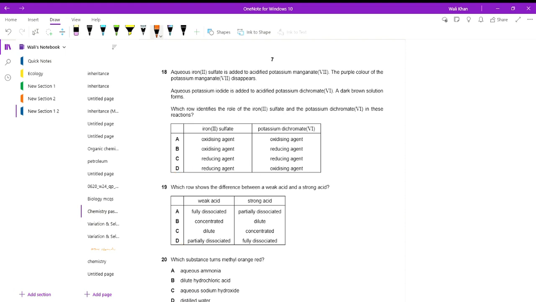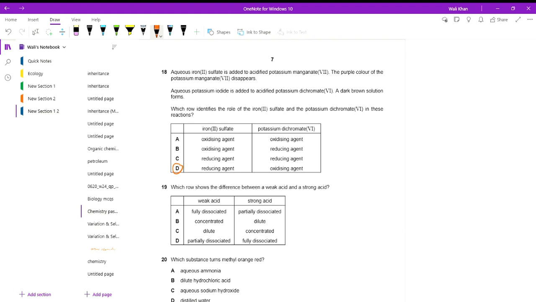Question number 18. Aqueous iron 2 sulfate is added to acidified potassium manganate. The purple color of potassium manganate disappears. Aqueous potassium iodide is added to acidified potassium dichromate, a dark brown solution forms. Which option identifies the role of iron 2 sulfate and the potassium dichromate in these reactions? Iron 2 sulfate is a reducing agent and potassium dichromate is an oxidizing agent. So option is D.